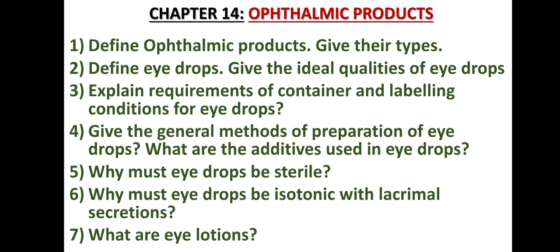Coming to chapter 14, last chapter, ophthalmic products, we can see important questions in this chapter one by one. First question, define ophthalmic products and give their types. Second question, define eye drops and give the ideal qualities of eye drops. Third question, explain requirements of container and labeling conditions for eye drops. Fourth question, give the general methods of preparation of eye drops and what are the additives used in eye drops.